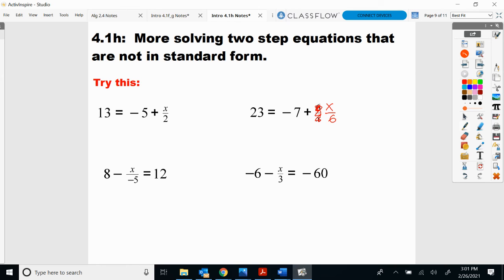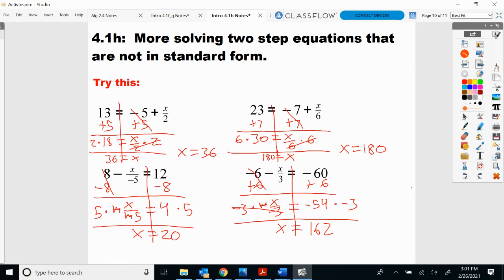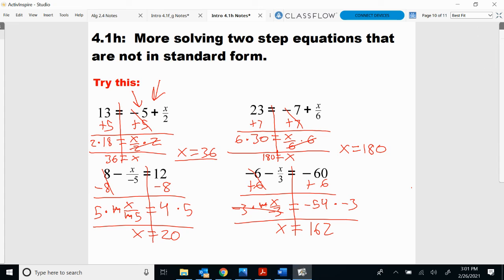All right, let's see what you guys ended up with. Okay, so for this one here, we need to cancel out the minus. So starting on this side, starting with canceling out the minus 5. So we did add 5 to each side. Then we multiplied by 2, and we ended up with x is equal to 36 for our first problem.